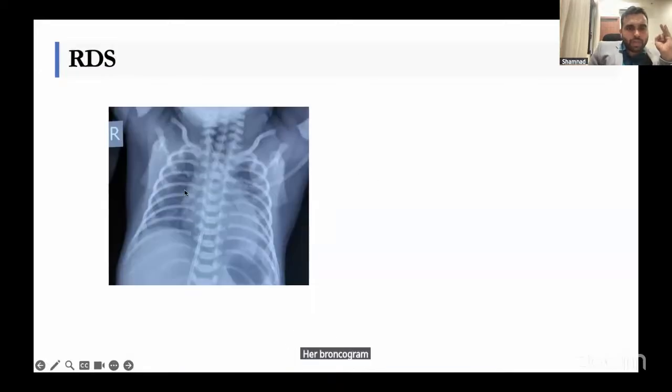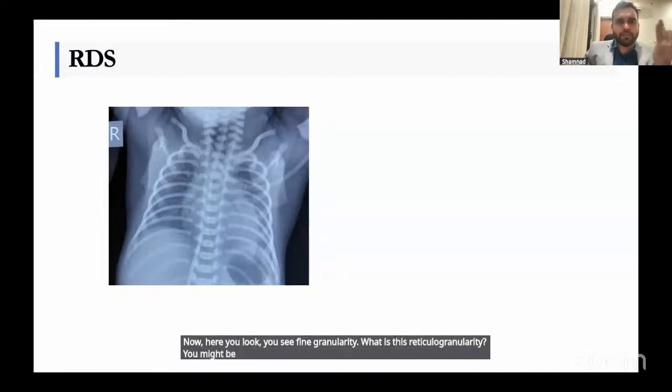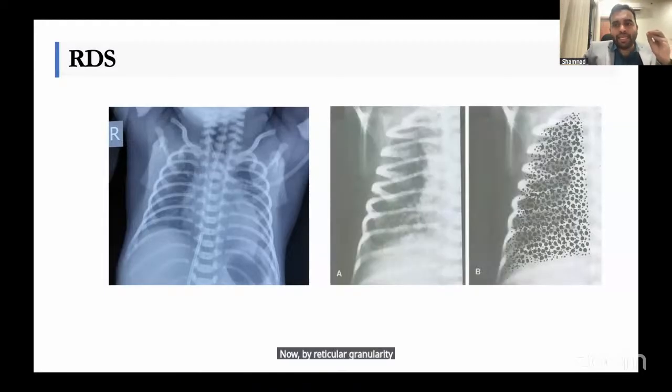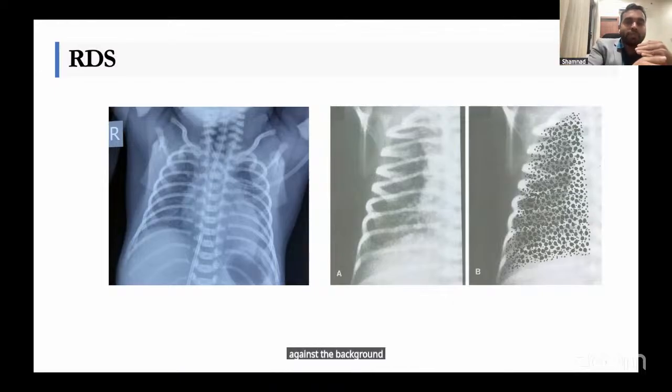Now here if you look, you see fine granularity. What is this reticulogranularity? You might be hearing it many a times. Okay, it looks like reticulogranular opacities. Now, what exactly is this reticulogranular opacity? By reticulogranularity, what we mean is air in the terminal bronchioles and the alveolar duct, which are distended. So, the air which is present in the terminal bronchioles and the alveolar duct against the background of your collapsed alveoli.